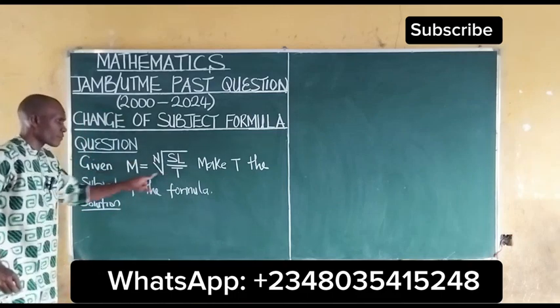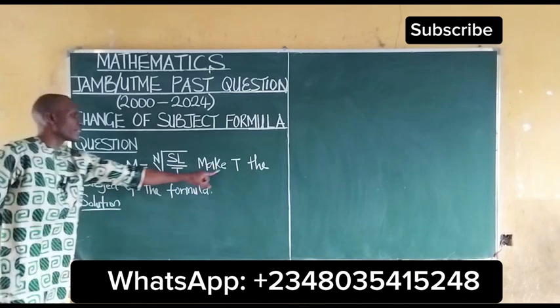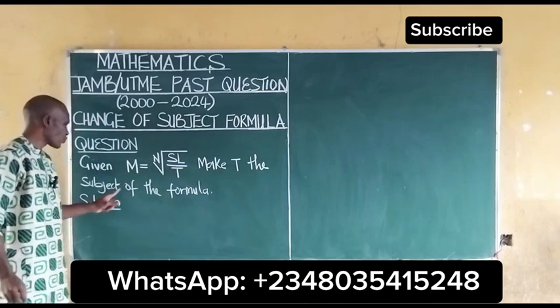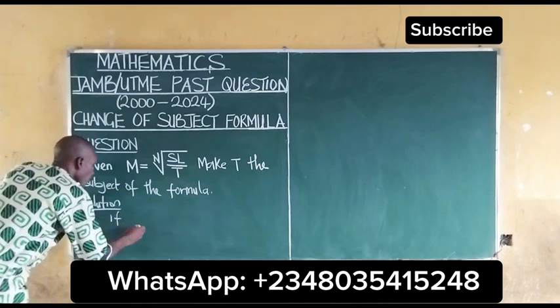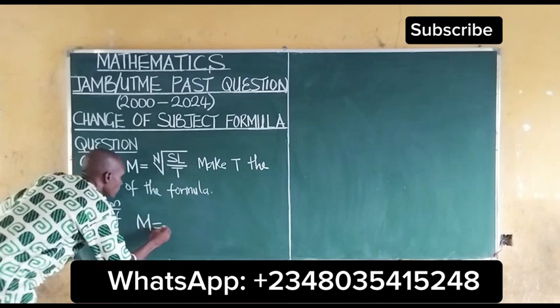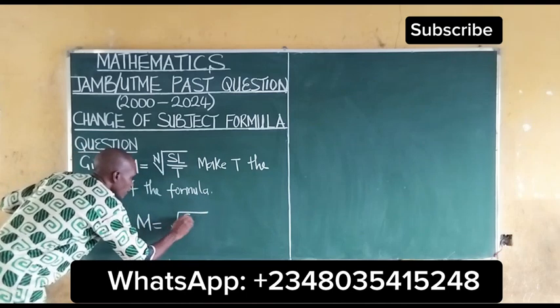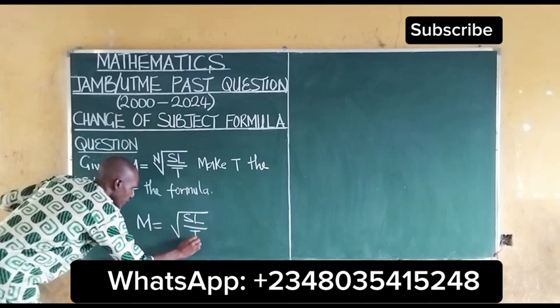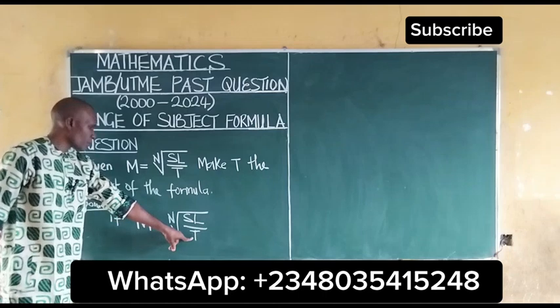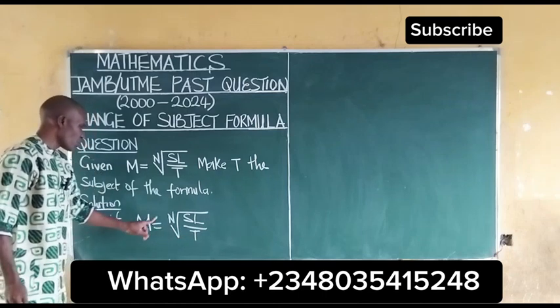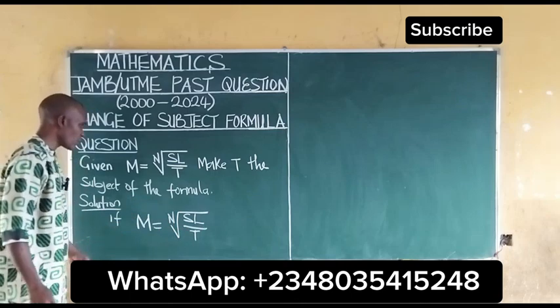This is the formula given, and we are asked to make T, which is this, the subject of the formula. So if M is equal to the square root of SL all over T, N, we are asked to make T the subject of formula. The first thing to do is to square both sides of the equation.